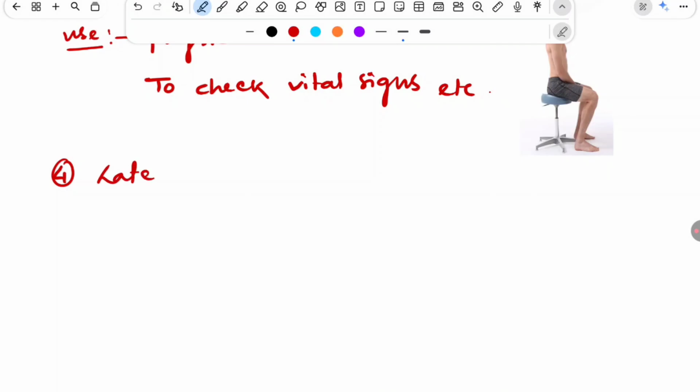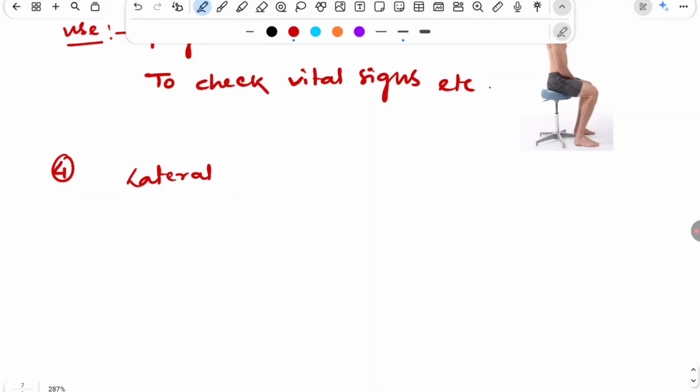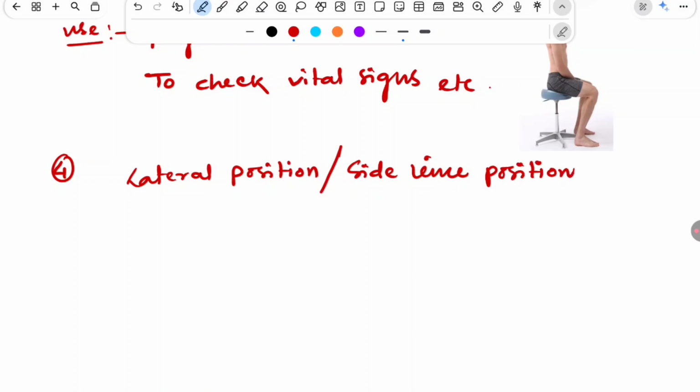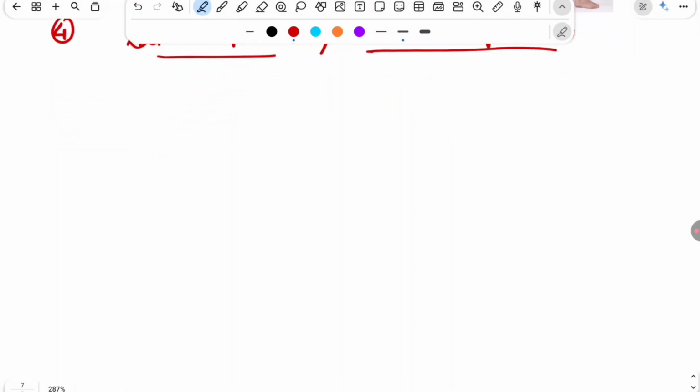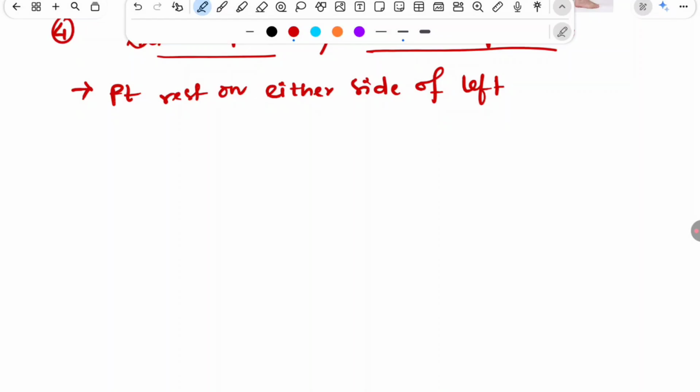Okay, upright position. And next, the last one we will discuss, lateral position, or another name is sideline position. In that we can write, patient rests on either side: left side lying means left lateral will come, and right side means right lateral.